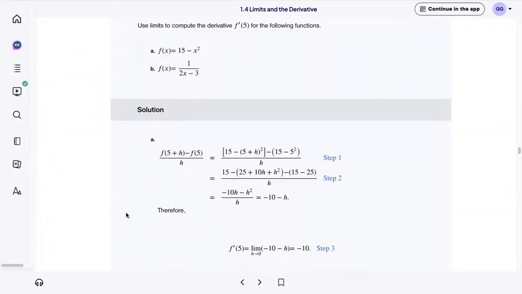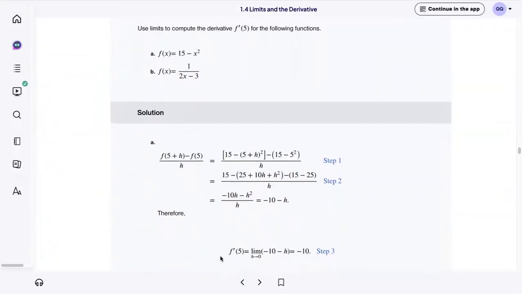So let's see this example. We want to use the limit definition to find the derivative. So f of x is 15 minus x squared. Then we need to find f of 5, because we want to find f prime of 5. Right? So f prime of 5 equals the limit when h approaches 0 of this. So this is f of 5 plus h minus f of 5. Then after simplification, we get negative 10 minus h.